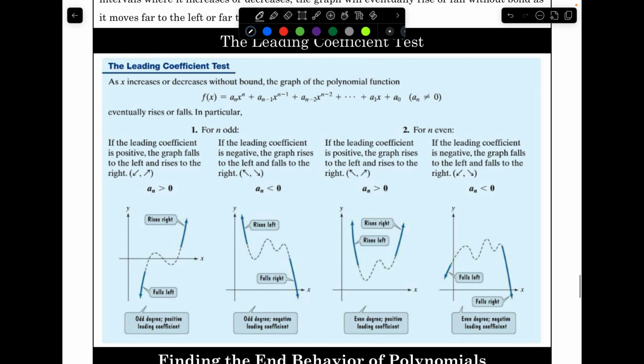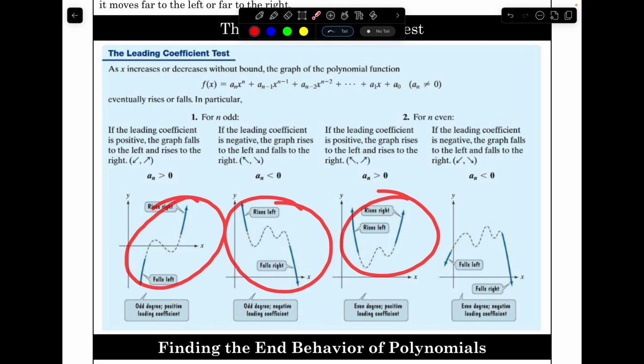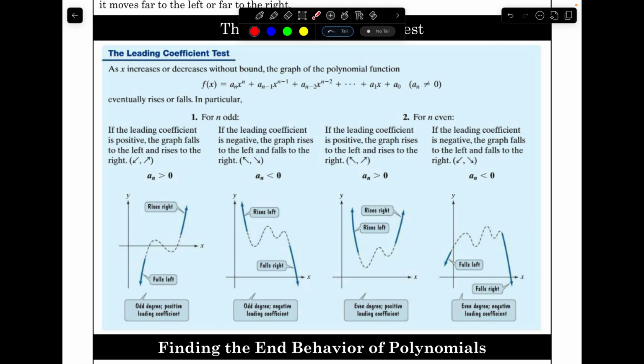Like I mentioned, your polynomial is going to end up doing one of these four things, okay? Yes, it's going to curve up and down and have intervals where it's going up and then down, crossing the x-axis, being tangent to the x-axis, but eventually every single polynomial is going to do one of these four things here. The ends are going to be either pointing in the same direction or opposite directions.